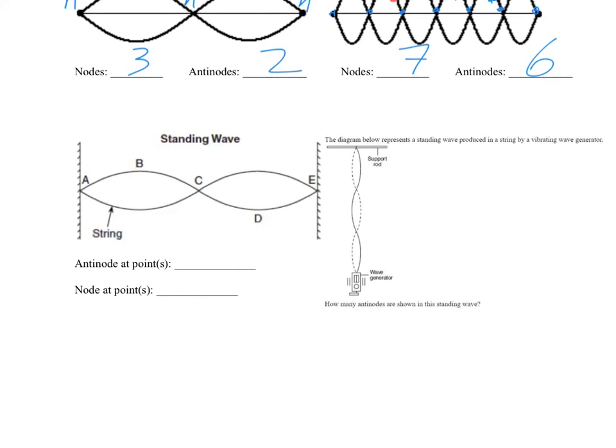So these are just some old Regents questions about nodes and antinodes. So this one, the antinodes are at points B and D. And the nodes at A, C, and E. This question says, how many antinodes are shown in the diagrams? So there's going to be 1, 2, 3 antinodes. And there would be 4 nodes in this one.